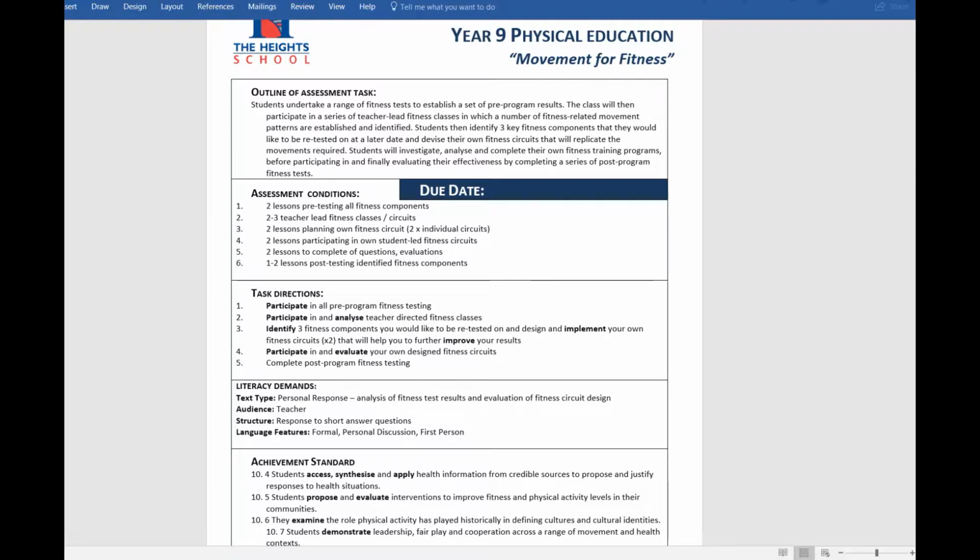This is to identify 3 fitness components you would like to be retested and design and implement your own fitness circuits based on that. Also, we're going to participate in and evaluate your own designed fitness circuits, and lastly, complete some post-program fitness testing, seeing if you have improved on any of the results that you were wanting to.